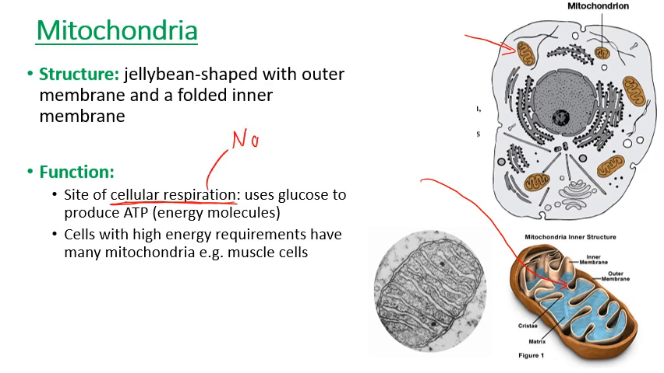Respiration doesn't mean breathing. We often use it to mean that in everyday language, but ventilation is breathing. Cellular respiration is this chemical process that all cells do, and they use glucose to produce ATP. And ATP is the energy molecule that cells use. So that's why we call it the powerhouse of the cell.